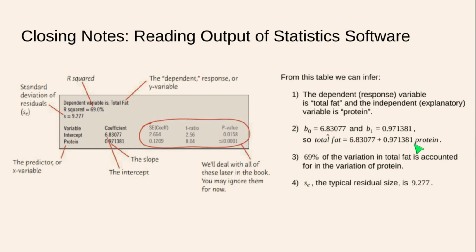Bada bing, bada boom. All right, third thing we can notice, about 69% of the variation in total fat is accounted for in the variation of protein. How do I get that? Well, r squared is given right beneath the dependent variable. This is our variation accounted for. 69% of the variation in my y variable, total fat, is accounted for by the variation of protein. As protein varies, total fat varies, and a lot of that, nearly 70%, is explained variation. Okay, so that's how we find that.